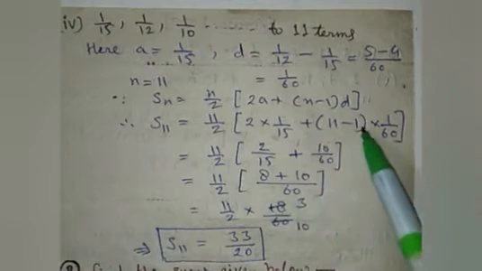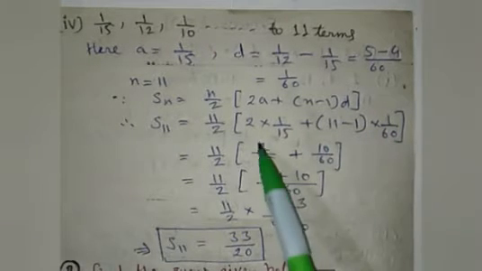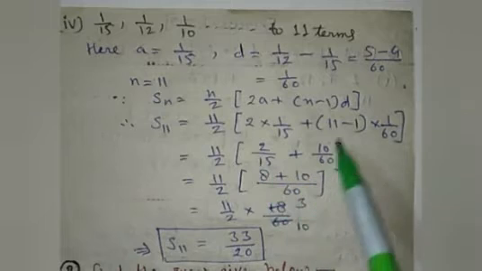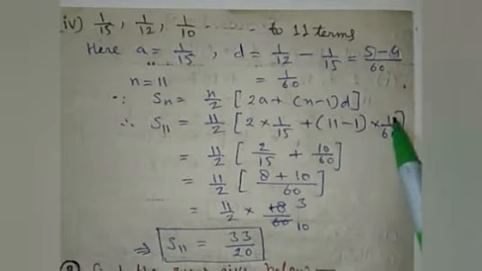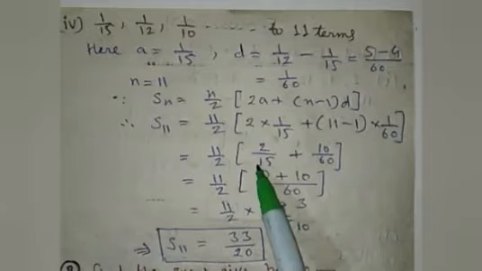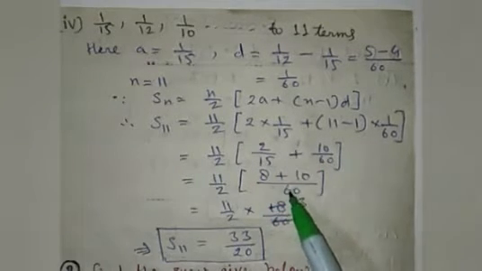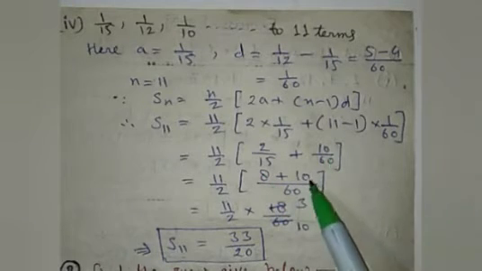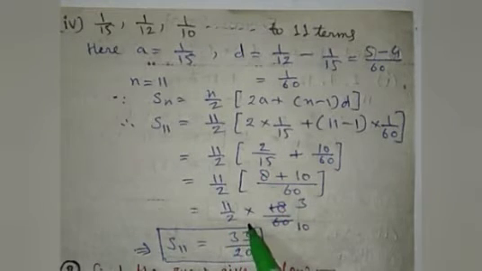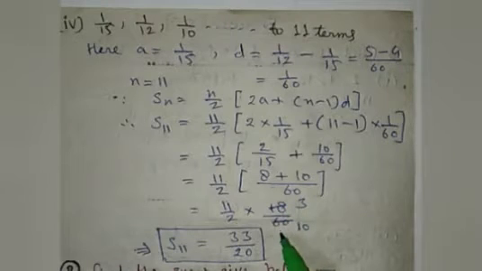So using the formula you will get S11 equal to 11 upon 2 into (2a, that is 2 into 1 upon 15, plus (11 minus 1) into 1 upon 60). Here it is equal to 2 upon 15 plus 10 upon 60. So here the LCM is also 60. So you will get 15 fours are 60, so 4, 2 fours are 8, plus 10. So you will get 11 upon 2 into 18 upon 60, and simplifying you will get S11 equal to 33 upon 20.